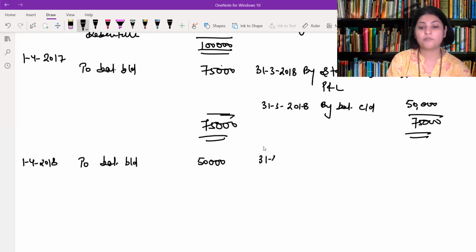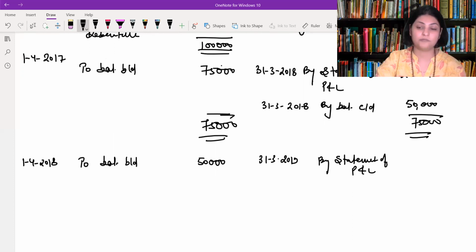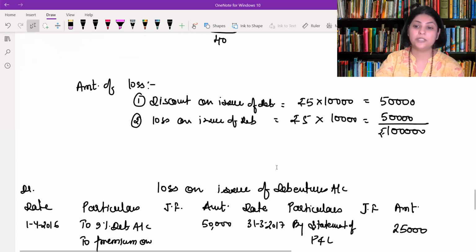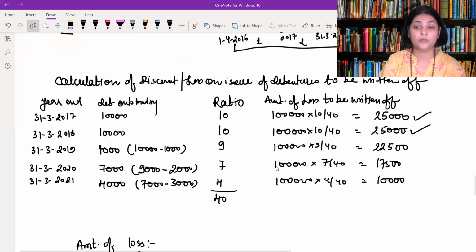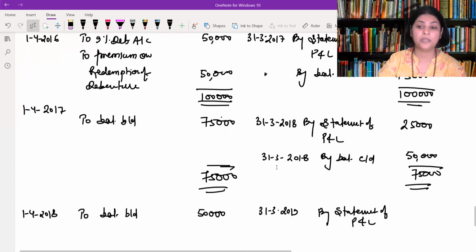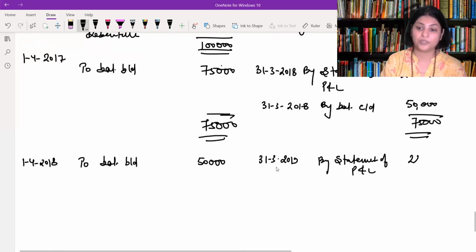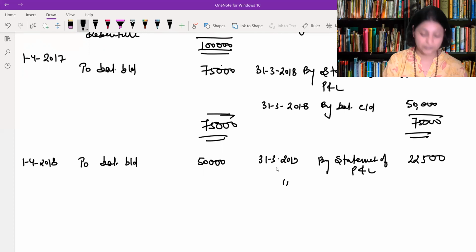And on 31st of March 2019, students, I am going to write by statement of profit and loss, and again I will write off the amount this year. What is the amount this year? We can refer to the table, and it is 22,500. So we are going to write off 22,500, and the remaining amount will go as a balance. So 50,000 minus 22,500 will be 27,500. This is my balance carried down.